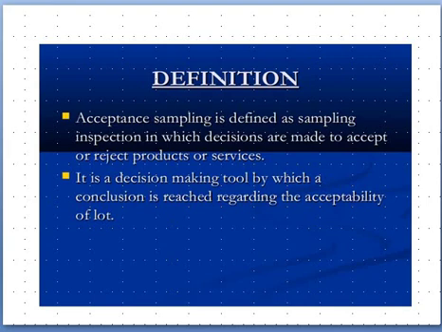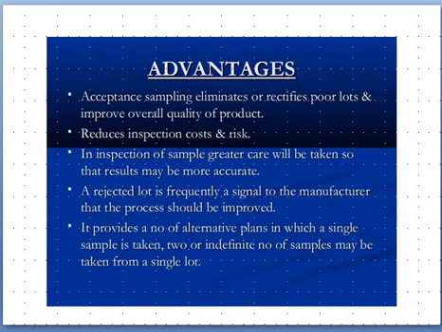So acceptance sampling is defined as a sampling inspection in which decisions are made to accept or reject the product or service. It is a decision-making tool by which a conclusion is reached regarding the acceptability of a lot or of a sample. Advantages of acceptance sampling.